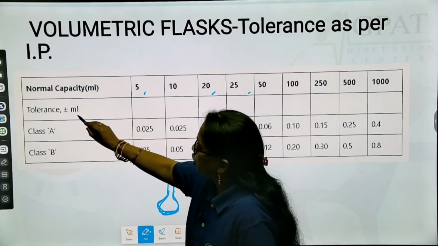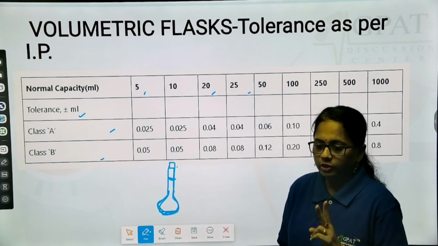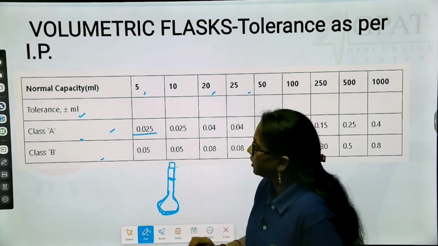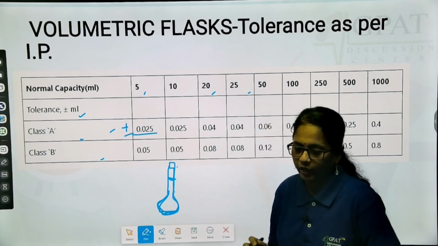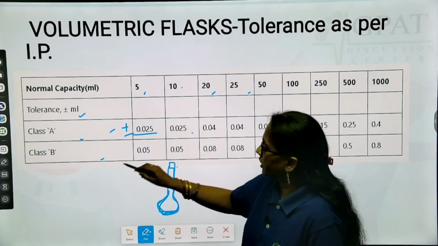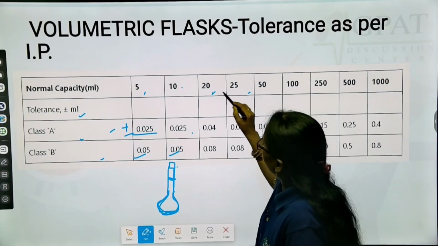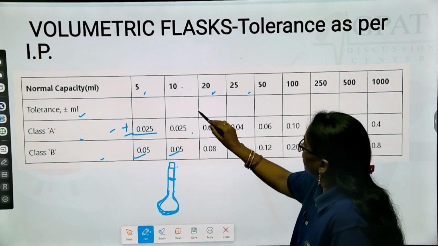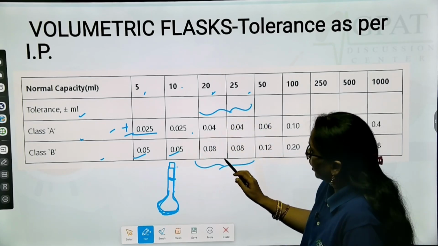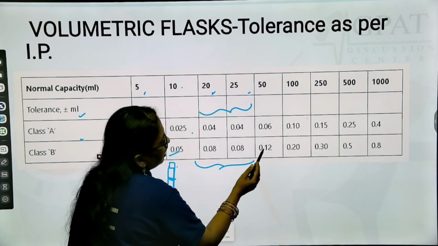So for the volumetric flask tolerance limits, both class A and class B grades are available. If you find class A for 5 ml, the tolerance limit is plus or minus 0.025 ml, okay. And for 10 ml also the same 0.025 ml you are going to see, and for class B you see 0.05 ml for both the 5 ml and 10 ml, whereas for the 20 and 25 ml, these are also going to be the same thing, okay, 0.04 for class A and 0.08 for class B. And 50 and 100, these are going to be somehow different, okay.